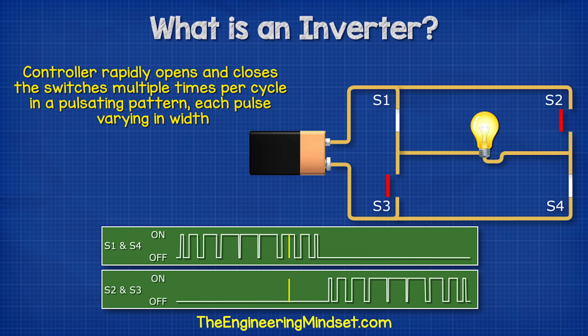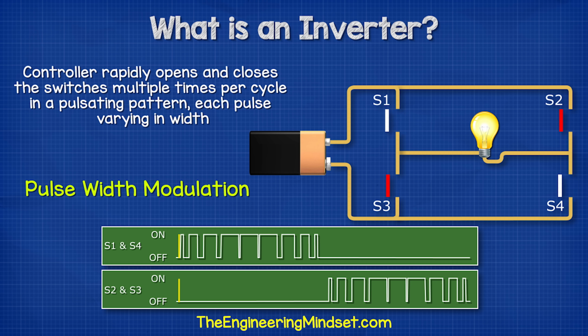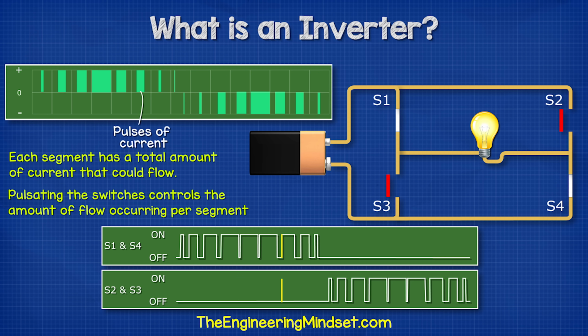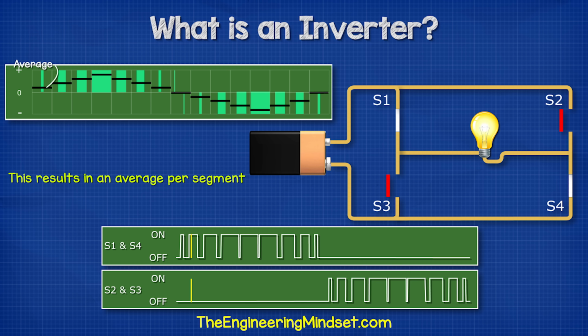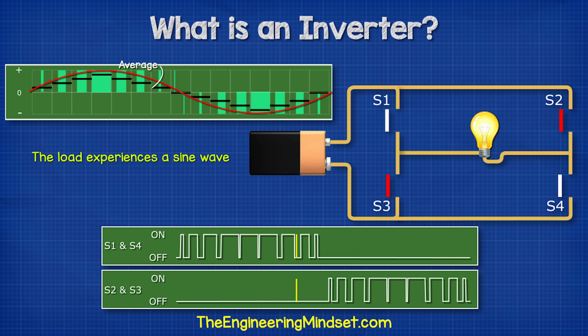What we do is to use a controller to rapidly open and close the switches multiple times per cycle in a pulsating pattern, each pulse varying in width. This is known as pulse width modulation. The cycle is broken up into multiple smaller segments. Each segment has a total amount of current that could flow. But by rapidly pulsating the switches, we control the amount of flow occurring per segment. This will result in an average current per segment, which we see increases and decreases, thus giving us a wave. The load will therefore experience a sine wave. The more segments we have, then the closer it mimics a smooth wave.